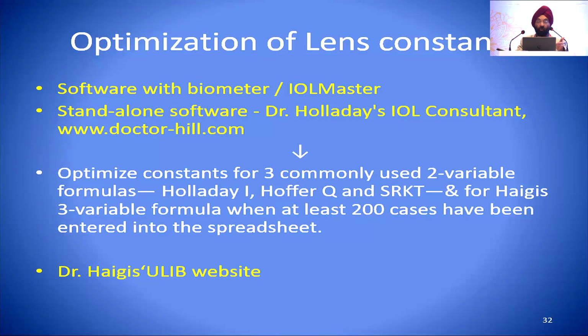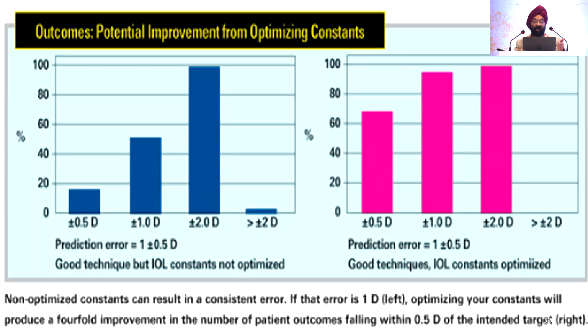So optimization can be done with your own data. You can feed it into the drhill.com website. And you find that if you do not optimize, within 1 diopter your accuracy level, as seen on this left-hand slide, was just 50%. But if you optimize, within 1 diopter your accuracy jumps to 95%.